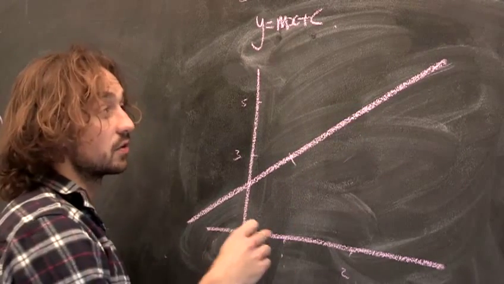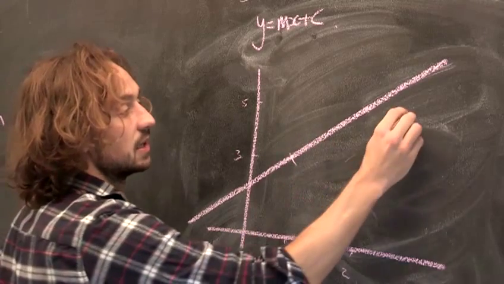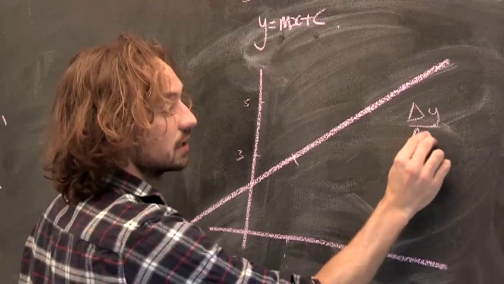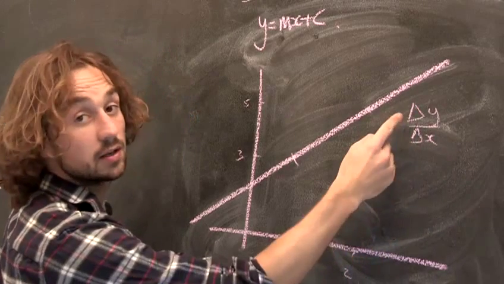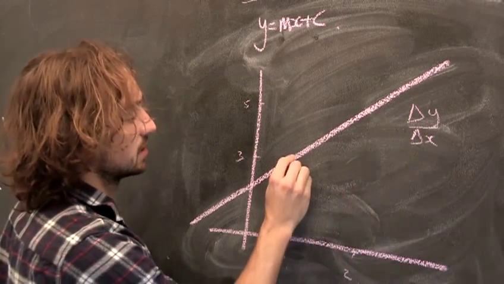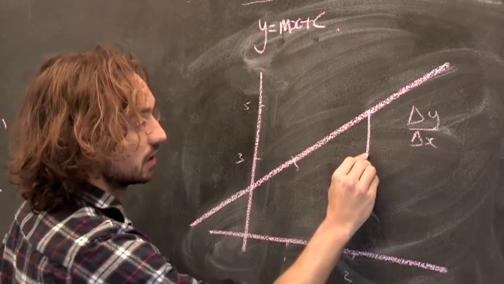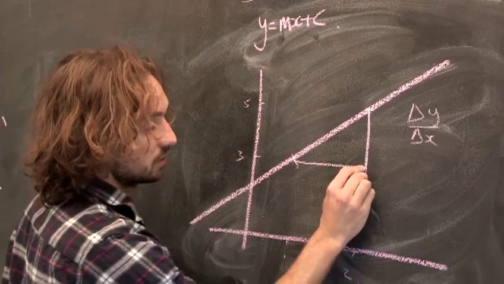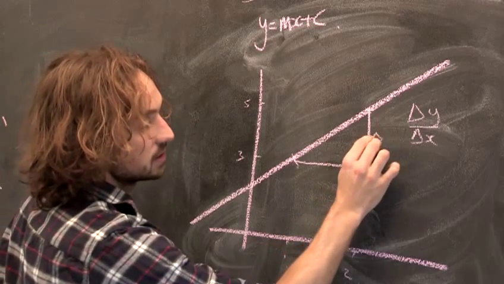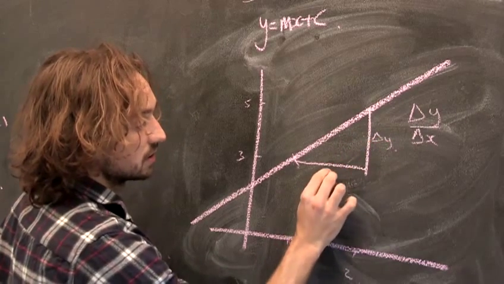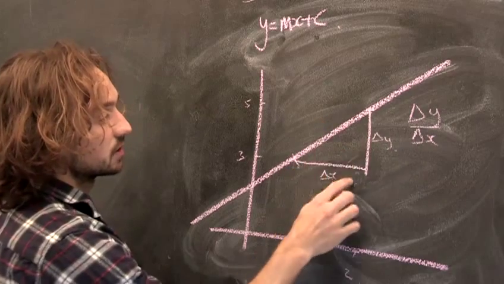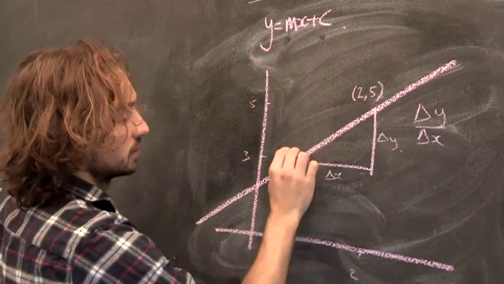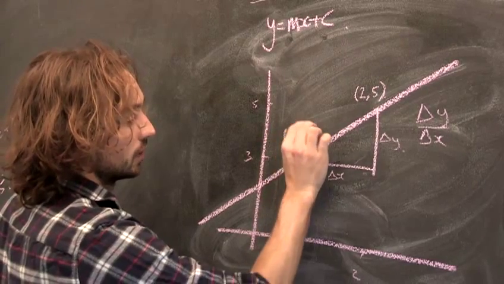Now what you need to do is find the gradient. The gradient is given by delta y over delta x: the difference in the y divided by the difference in x. So it's easy enough. Draw a line down from your first point and draw a line across from your second point. This is your delta y and this is your delta x here. And to find this, we know this point here is 2, 5 and this point here is 1, 3.